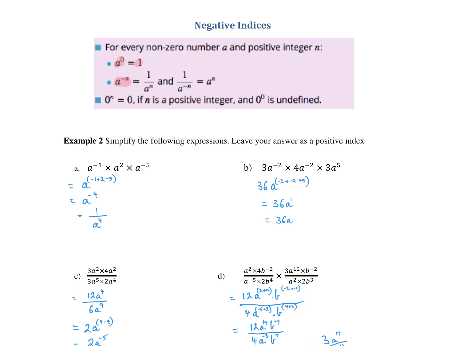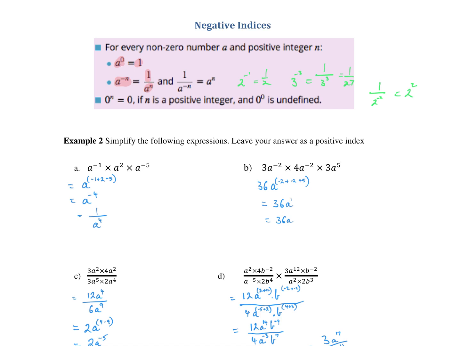If I have a number raised to a negative index, I can make that a positive index by making it 1 over a to the n. So if I have 2 to the power of minus 1, I can write that as 1 over 2. Or if I have 3 to the power of minus 3, I can write that as 1 over 3 cubed, which in this case would be 1 over 27. Similarly, if I have 1 over 2 to the minus 2, I can make that positive by bringing it up into the numerator.